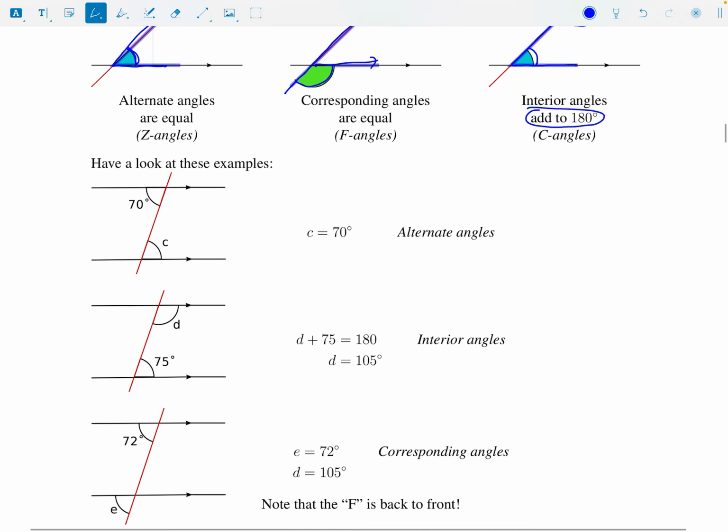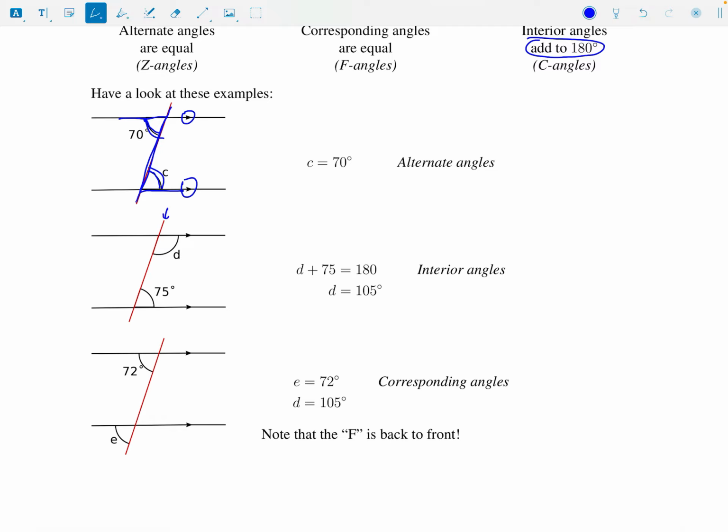To look at an example here, if you have an angle of 70 degrees, and then you have some angle down here, notice that we have the transversal, we have the parallel lines, then our Z pattern on this one. If we draw a Z right here, we can see that these two angles are equal. So C equals 70 degrees. And this is called the alternate angles.